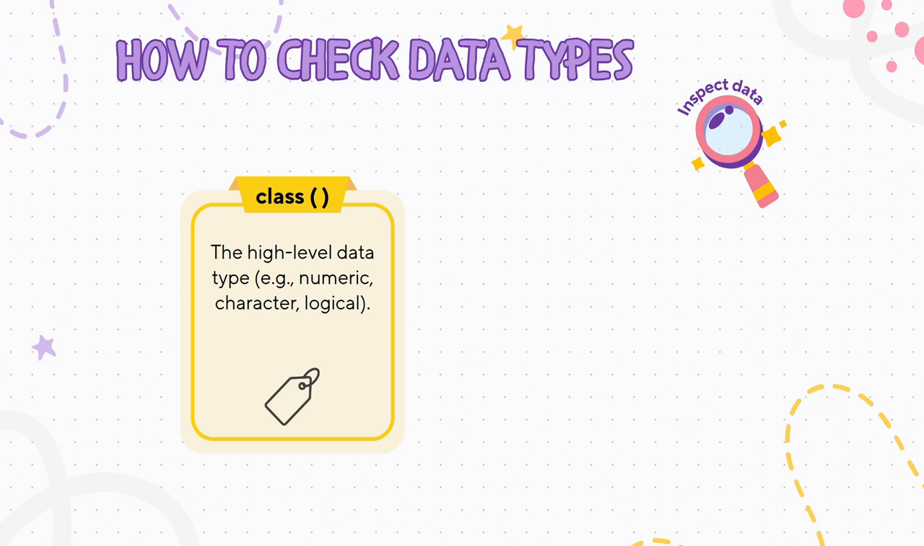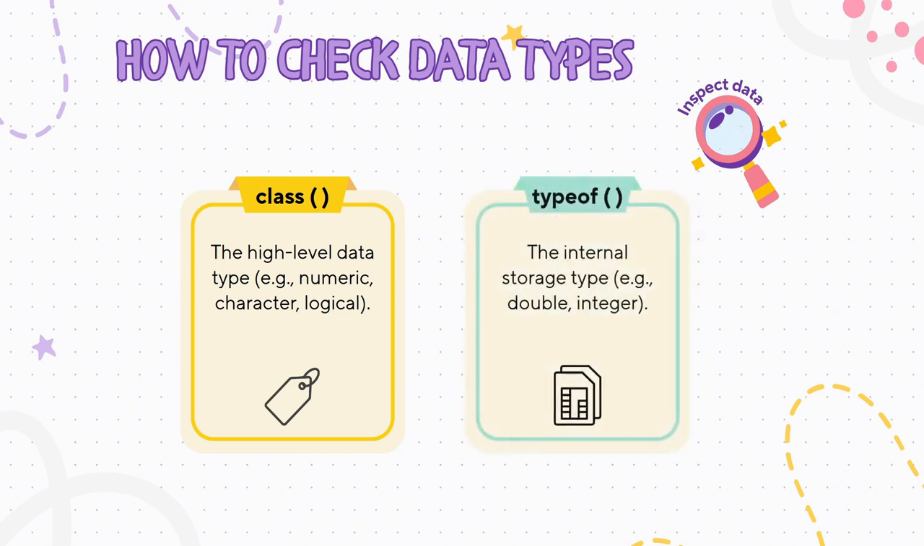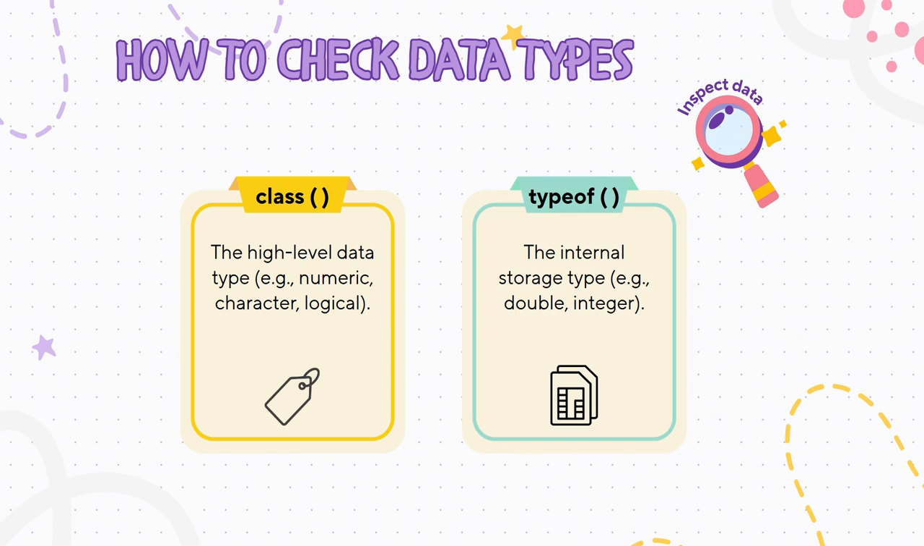But R also stores data internally in different formats. That is where the function typeof comes in. It tells us the low level storage type inside R's memory. For example, when we write the number 5, its class is numeric, but its internal type is double because R stores numbers with decimal precision by default. So think of it like this. Class is the label on the box. It tells us what kind of data we are working with, whereas typeof tells us what's inside the box, how R actually stores that information. Most beginners only need the class function at first, but later you'll see why the typeof function matters when working with performance or precision. And that's it for episode 3.